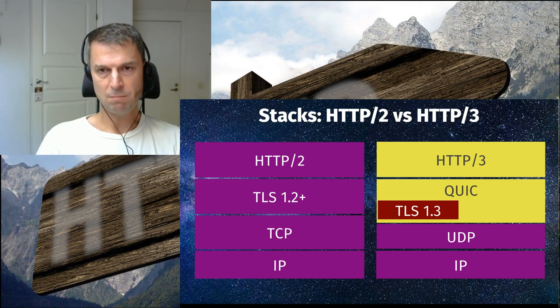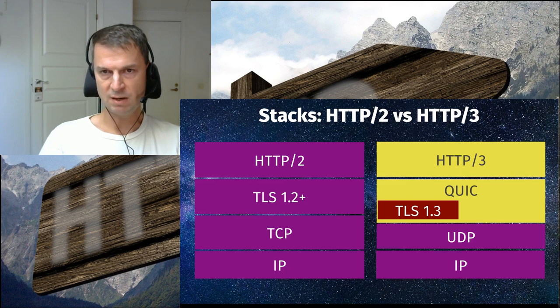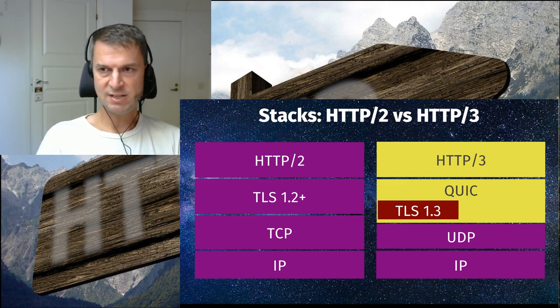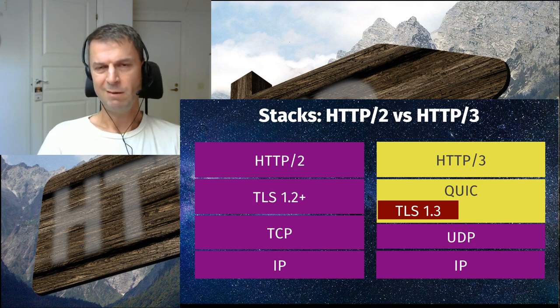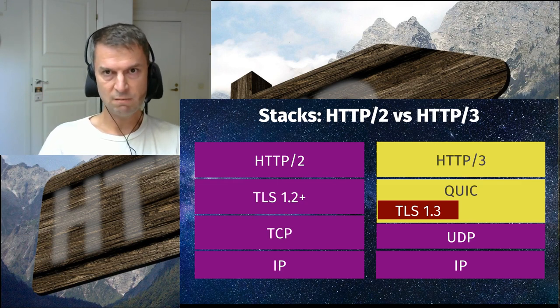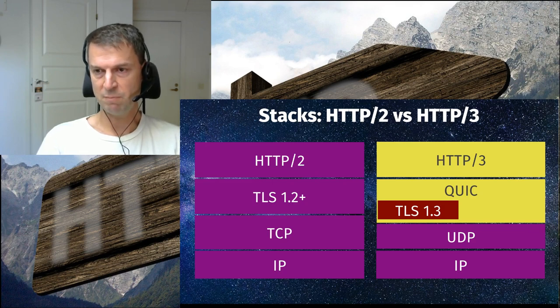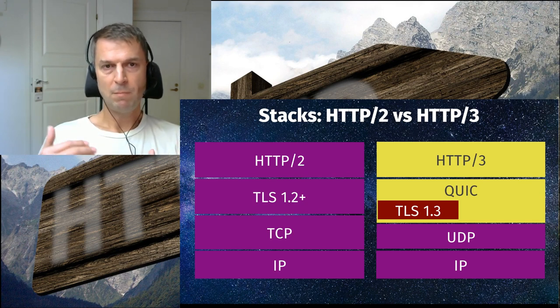I decided to make the old protocols purple, and the yellow ones are the new ones, basically. TLS 1.3 is not new for this, but it's semi-new because we had to change TLS, or not actually change TLS, but basically all TLS libraries that we use for TLS in QUIC have been changed, or will be changed, or have to be changed. Okay, I'll get back to that. So those are the two stacks and how they differ.